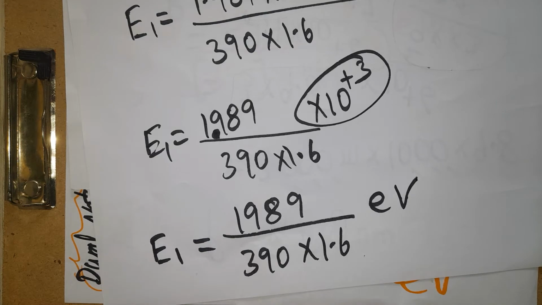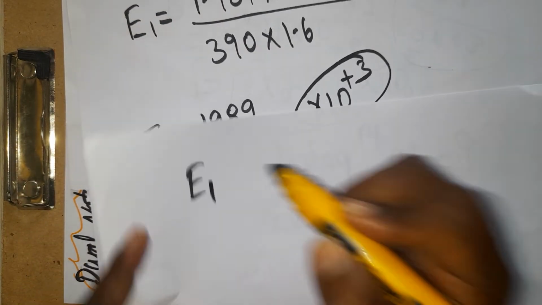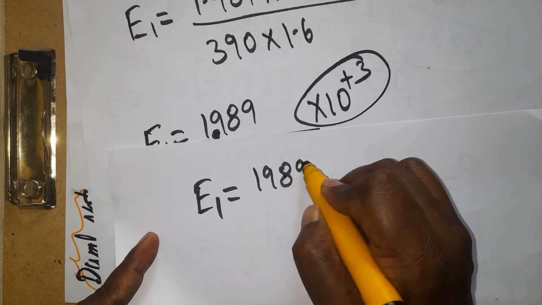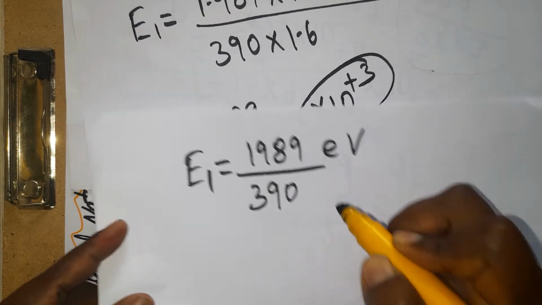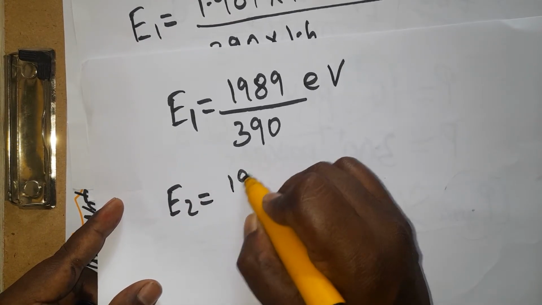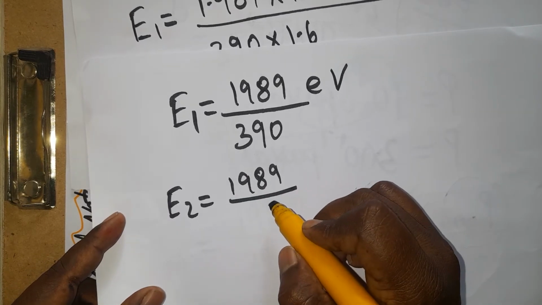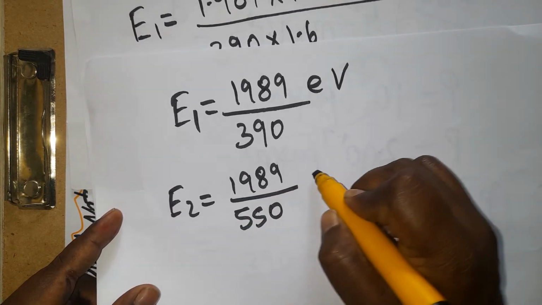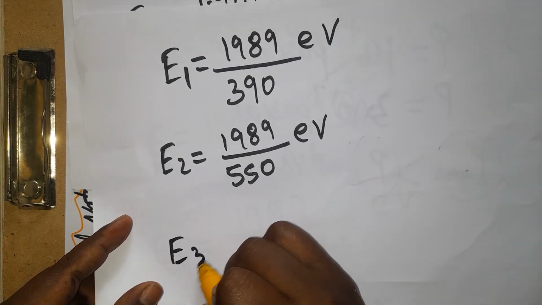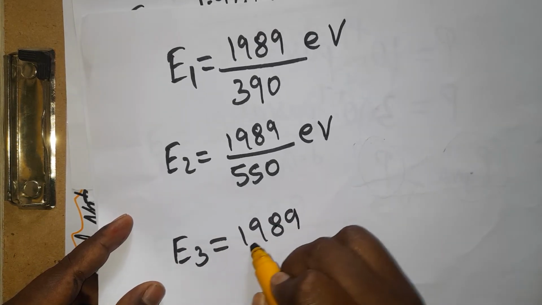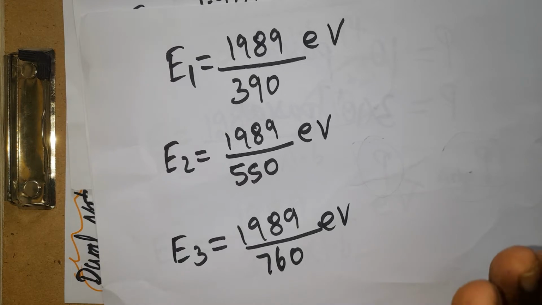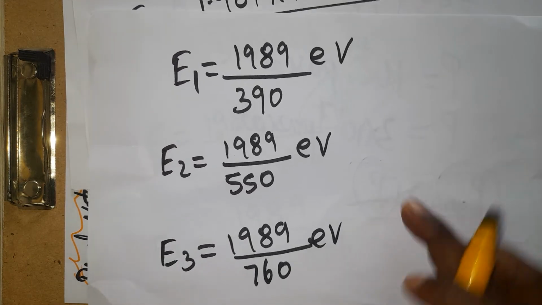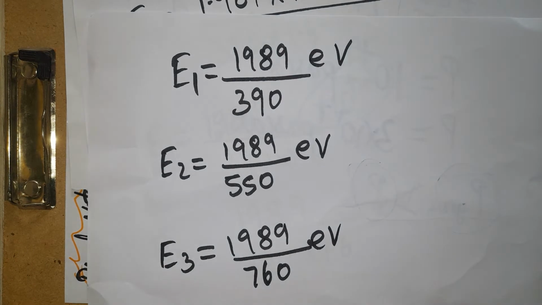The same formula you can use for all the energies. E1, if you want, is 1989 eV divided by the first wavelength, 390. Second one, E2, is 1989 divided by 550, same eV. Then E3 is 1989 divided by the third wavelength, 760. It should give the eV. It's a direct problem. The first calculation alone will take a lot of time; once you have calculated this, the same calculation applies everywhere. Otherwise you can do them separately also.